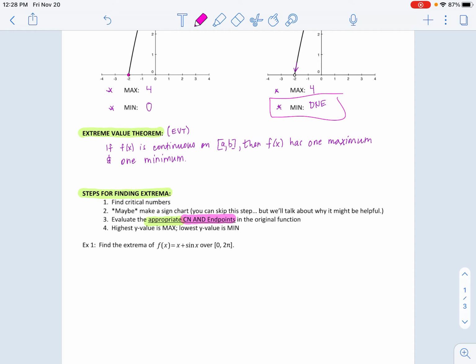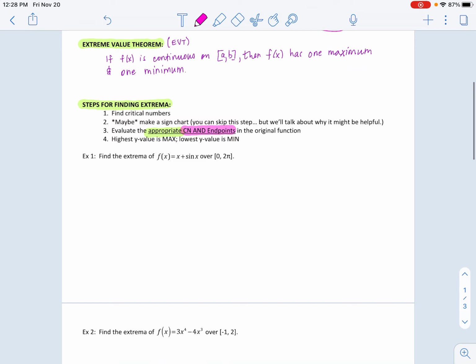So let's try example 1 here. It says find the extrema of f of x equals x plus sine x over 0 to 2 pi. So 0 and 2 pi, those are the endpoints that we're talking about in that highlighted step number 3. So we're going to start by doing the critical numbers.